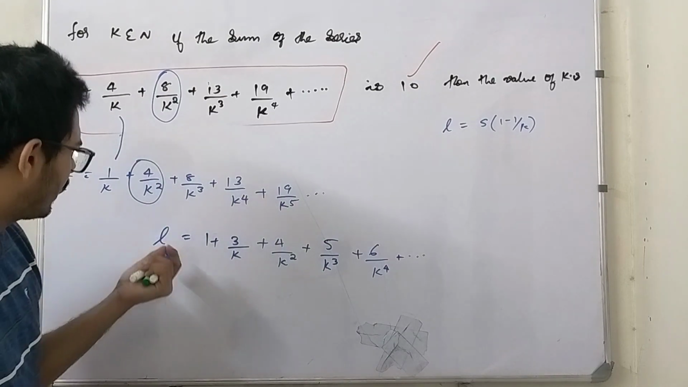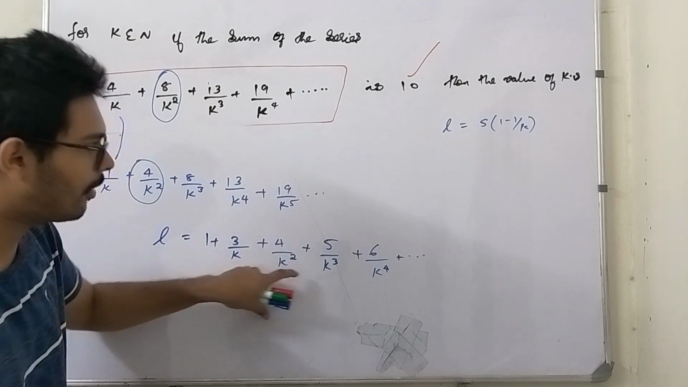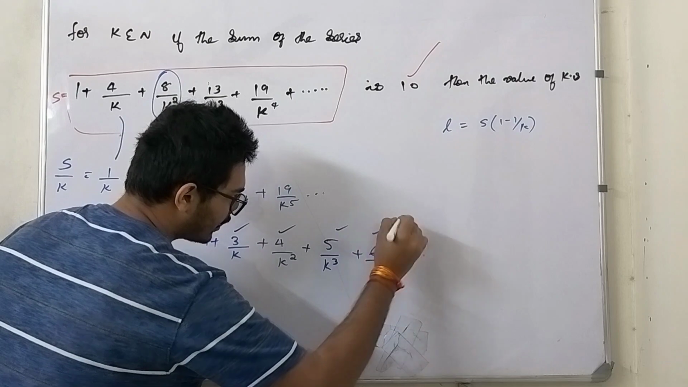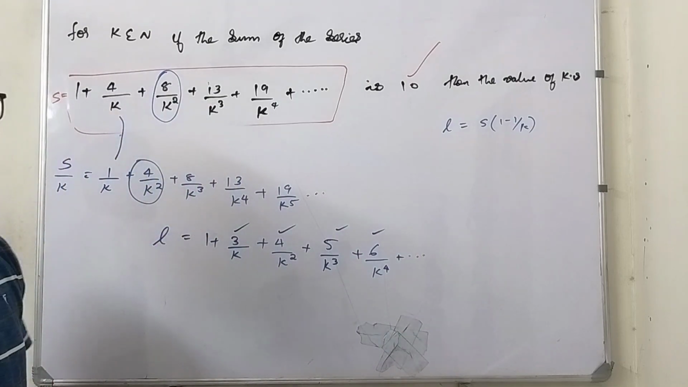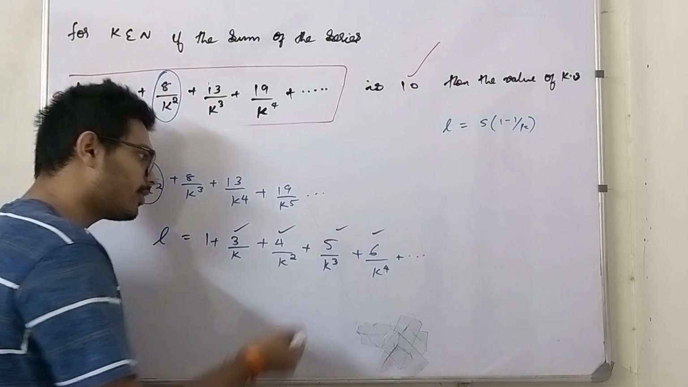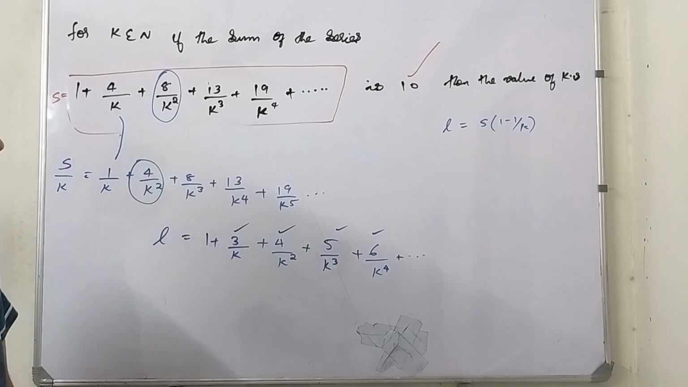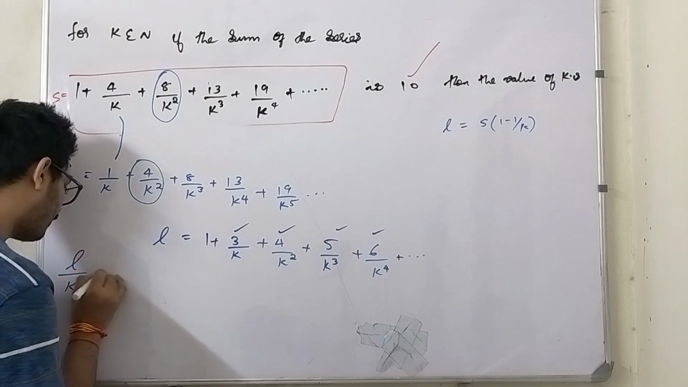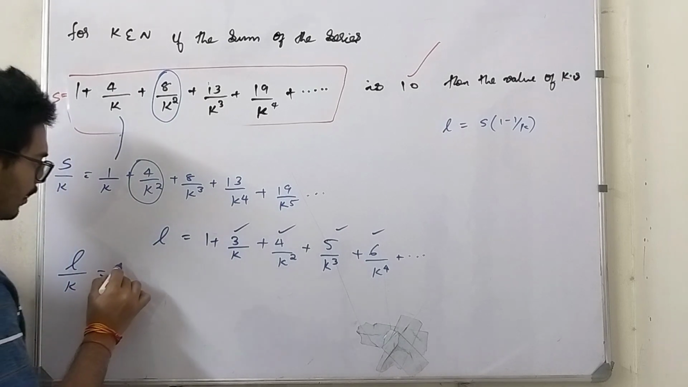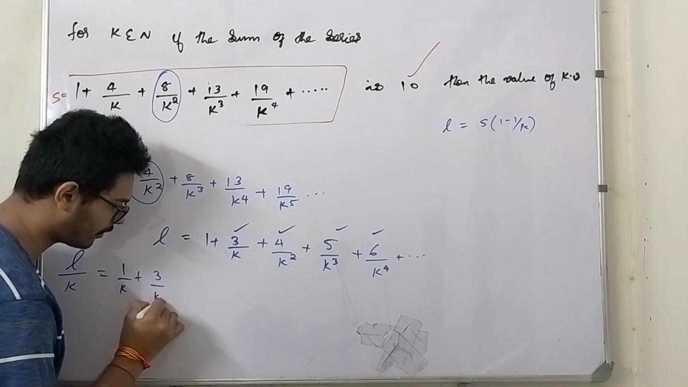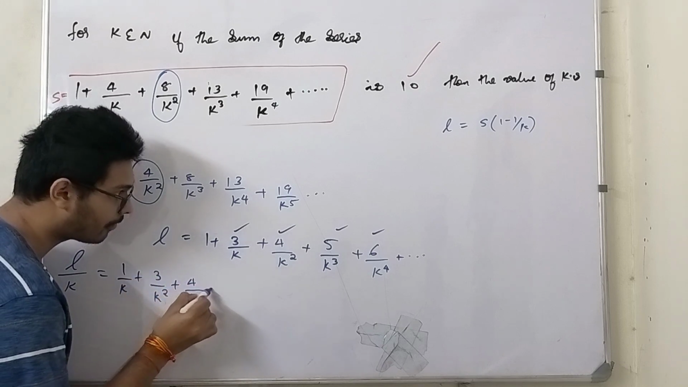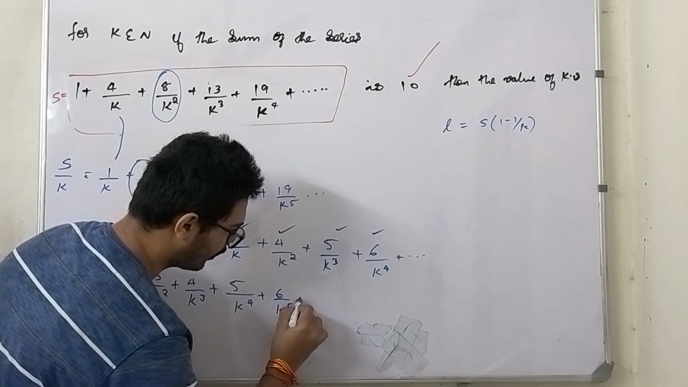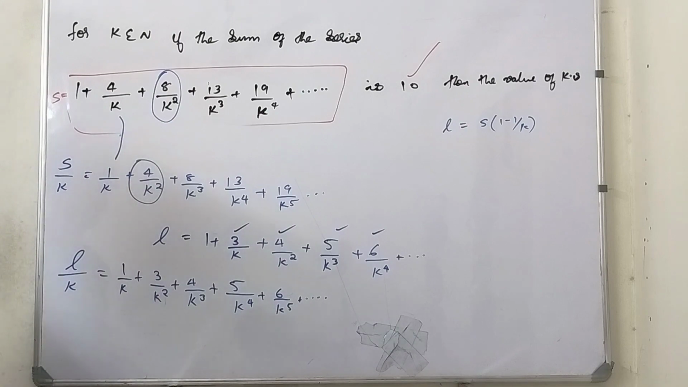Now, can you observe that this series L forms an arithmetico-geometric progression, because the numerator 3, 4, 5, 6 forms an arithmetic progression, and the denominator forms a geometric progression, 1 by k, 1 by k square, 1 by k cube, etc. It goes on. Now what I am doing is taking L by k. The value of L by k will be 1 by k plus 3 by k square plus 4 by k cube plus 5 divided by k raised to 4 plus 6 divided by k raised to 5. It will be going till infinity.